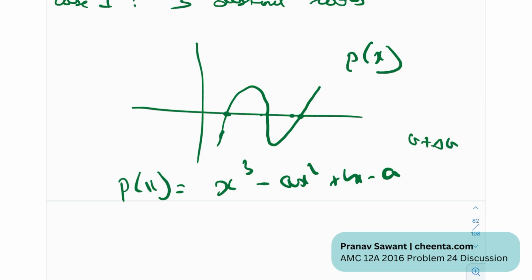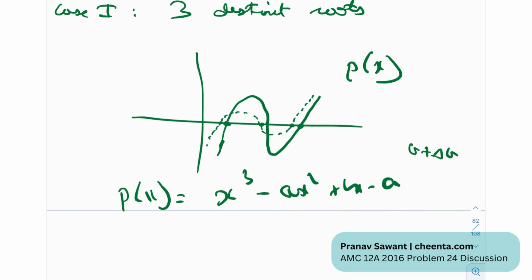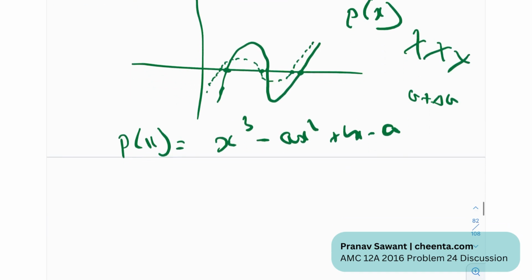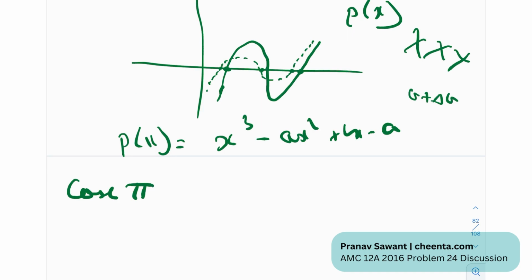So if it shifts towards the left, it's essentially going to have 3 roots again, right? Let me just trace down the new polynomial. It's going to look something like this. But effectively, it again has 3 real roots, right? So therefore, b is not unique, right? So this case essentially fails. Then we have case 2. It has 2 distinct roots.